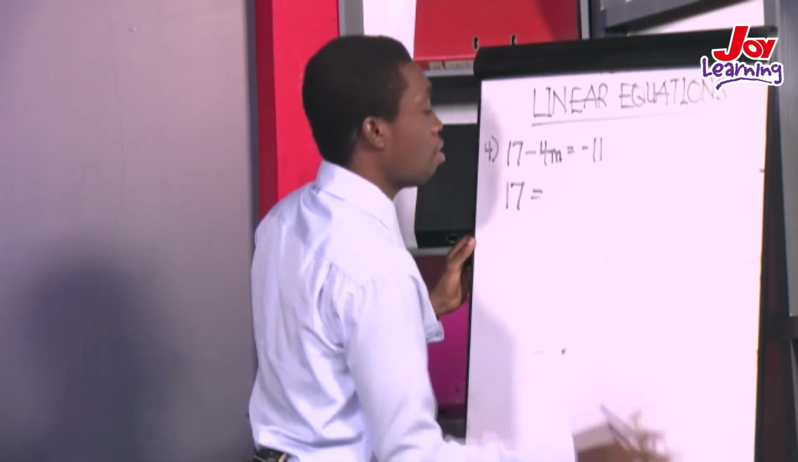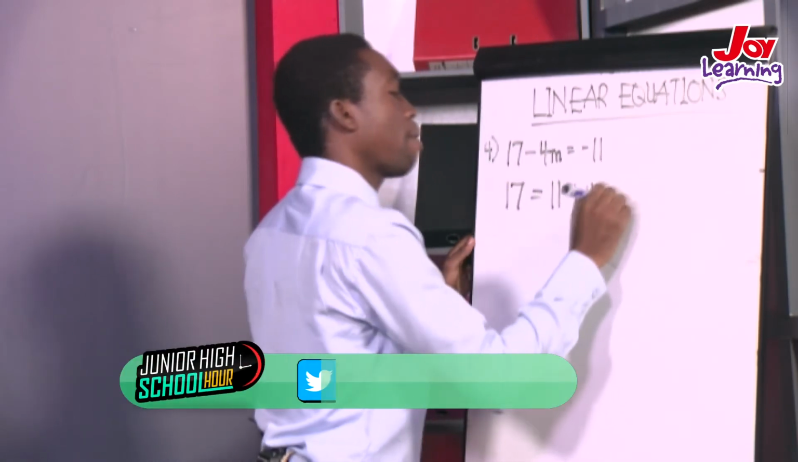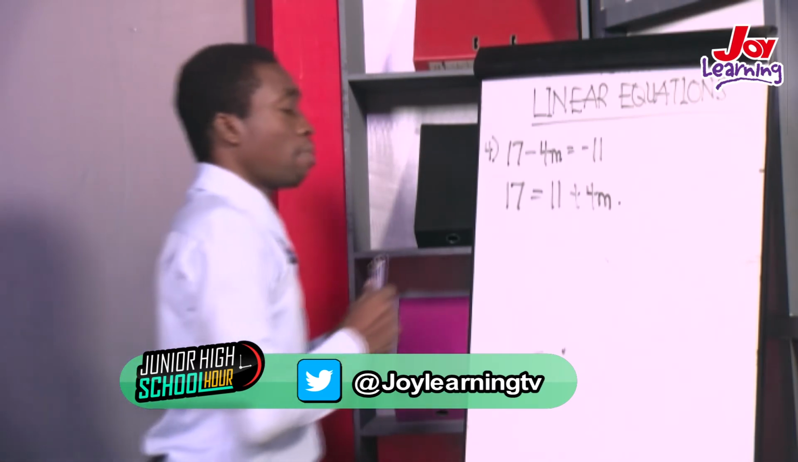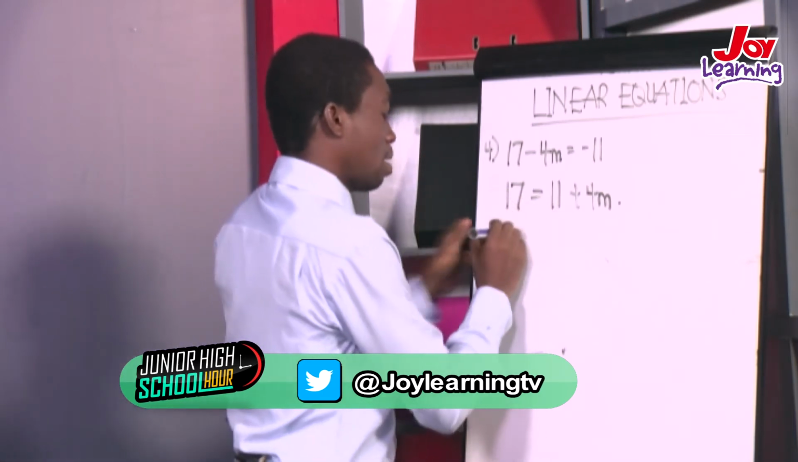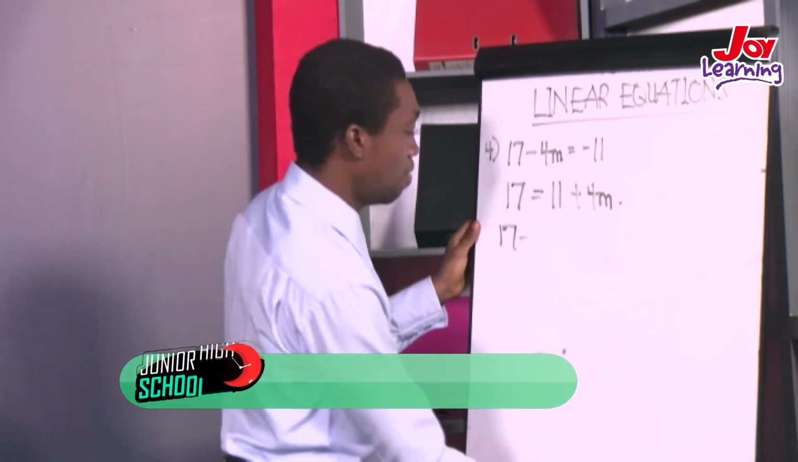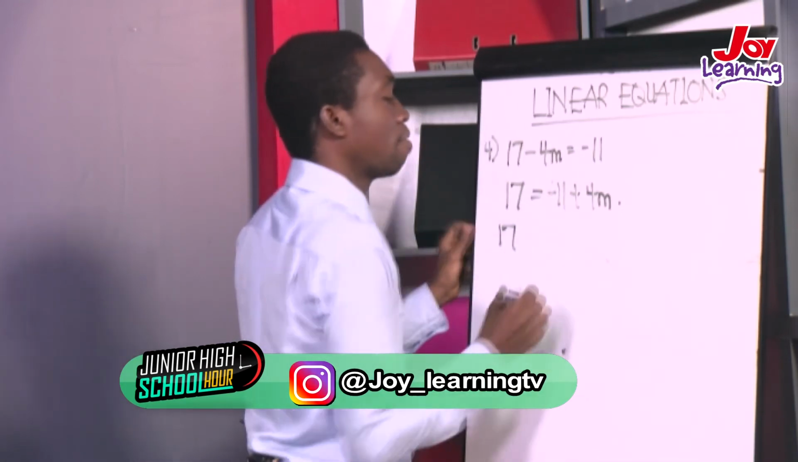So the 11 is already there. So negative 11 becomes what? Positive. So 11 plus 4m, that's what I have. At this point, I can move the 11 to this side, giving me 17 minus 11, because it's possible. Sorry, is it negative? It's negative 11 actually. So equal to negative 11 plus 4m.